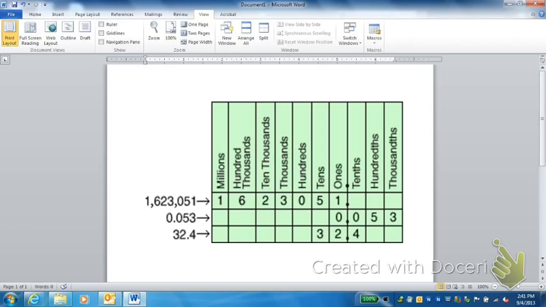Now, this example here, we have 1,623,051. The next one, we have 0.053. Looking at the chart, we have 0.053. We look at the last digit, and that tells us what place it's at. So this would be read as 53 thousandths.